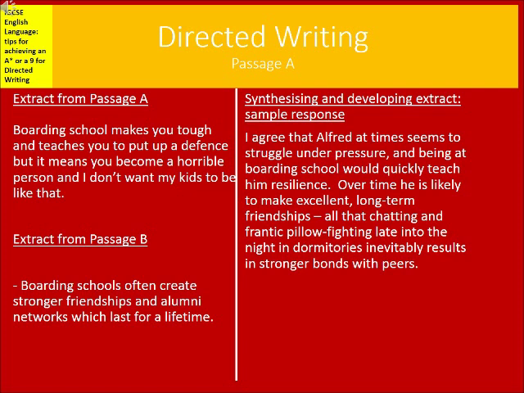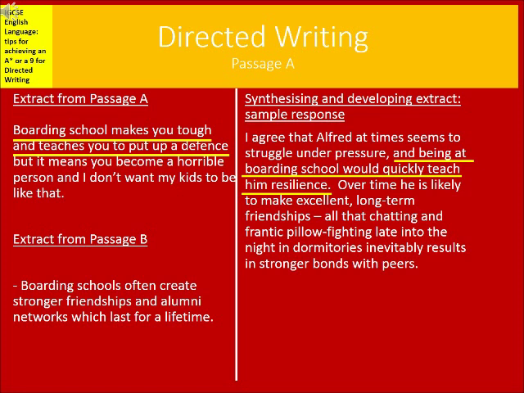What am I doing here? Well, firstly, I am combining positive points from different sections of the two passages within consecutive sentences. I show my understanding of Dom Jolly's idea that boarding school makes you tough and teaches you to put up a defence, within the idea that boarding school would quickly teach my cousin resilience. Note also how at the beginning of the sentence I make a point about my cousin which is not included within the passage, saying that at times he struggles under pressure.